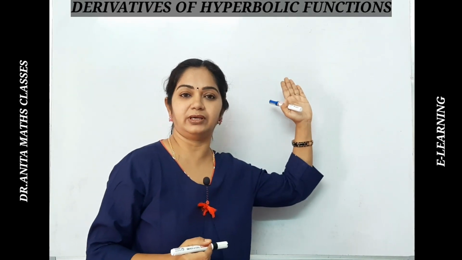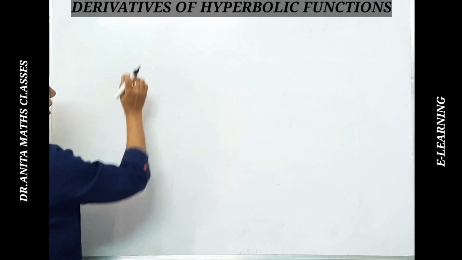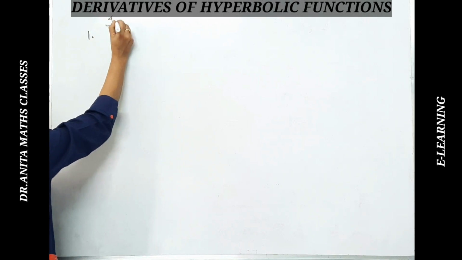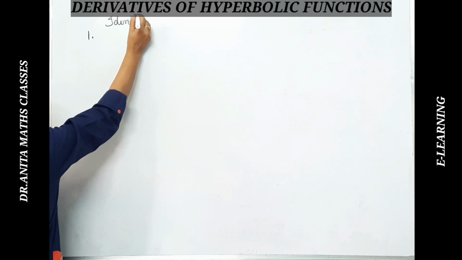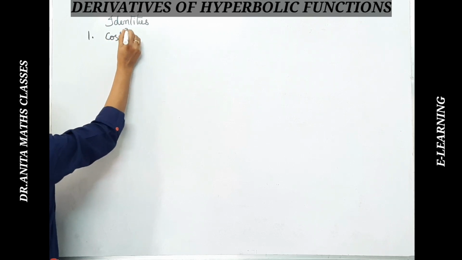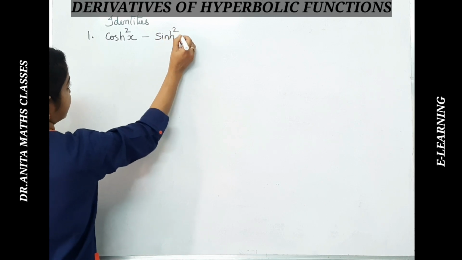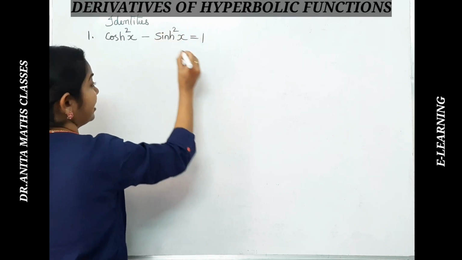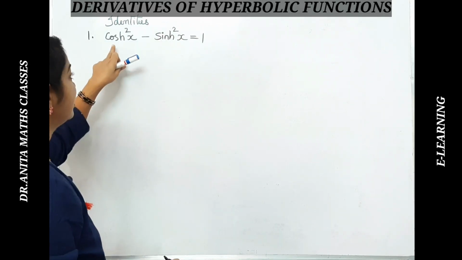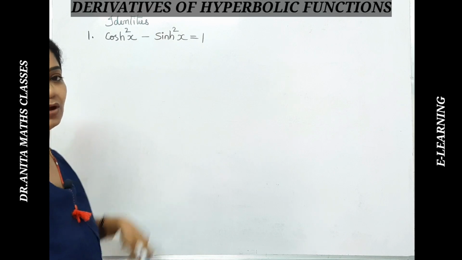So as we know the hyperbolic functions, now we will move on to the hyperbolic function identities. Here, as we have the trigonometric identities, in a similar way we do have the identities here. The first identity is cosh square x minus sinh square x is equal to 1. Unlike the identity of trigonometry, where sine square x plus cos square x is 1, we have cosh square x minus sinh square x is equal to 1.